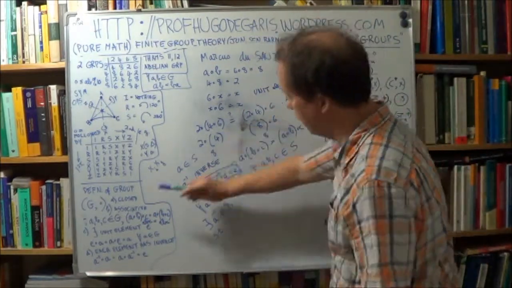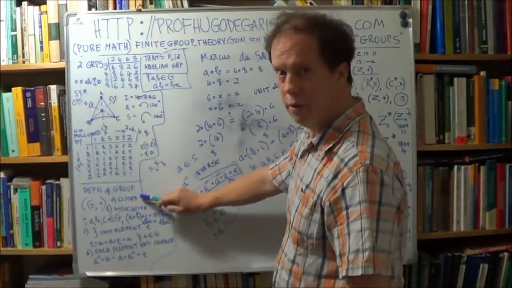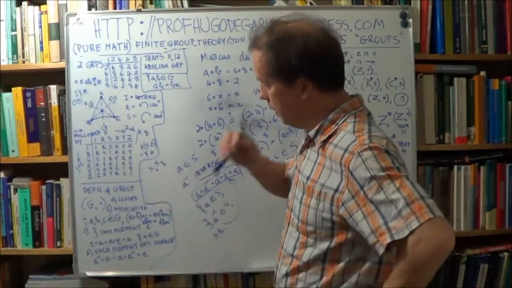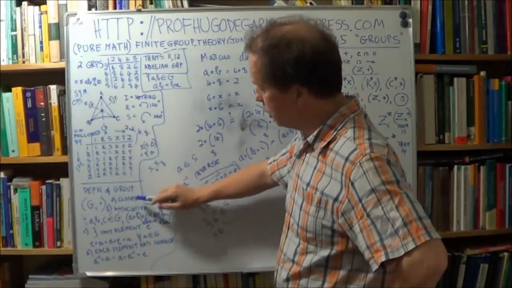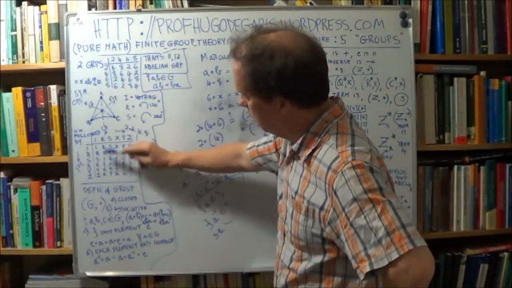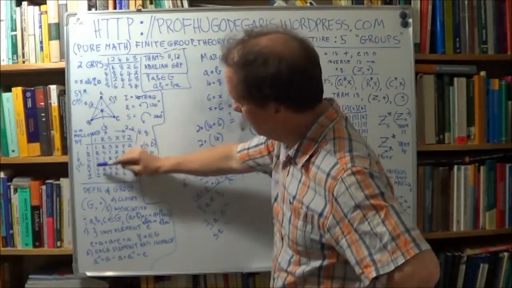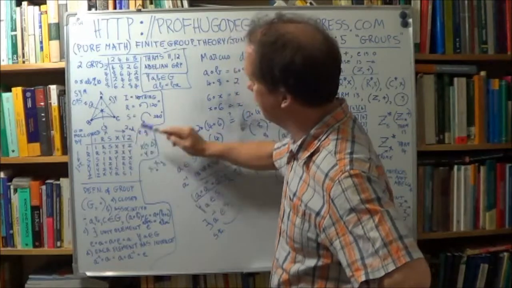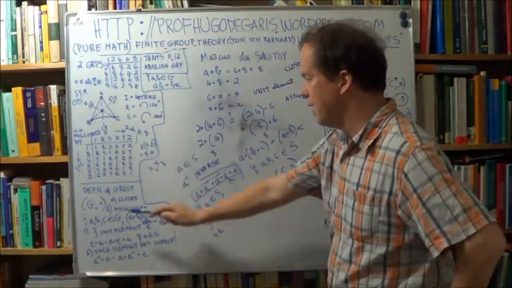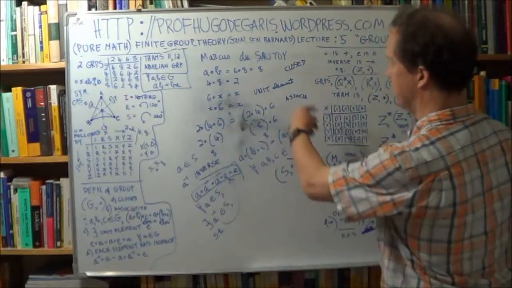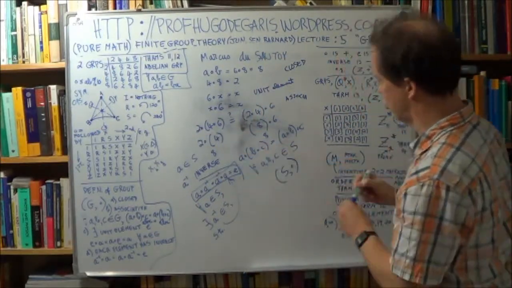One, it's closed. Okay, we'll talk about closure in another lecture on binary operators. So it's closed, right? All of these entries here in the table belong to the set, and similarly here they belong to the set. Okay, so it's closed. It's associative. So this is true.